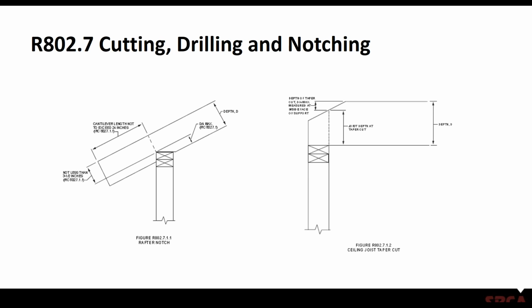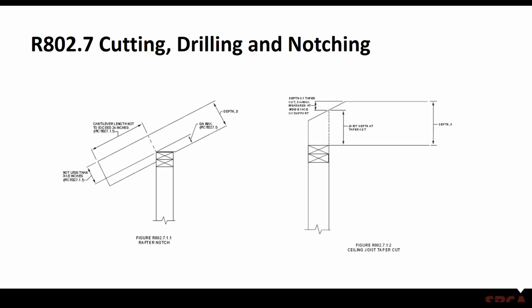There are also requirements in the building code for sawn lumber, and that limits what the cutting and drilling and notching has to be. In this case, if you're going to notch a rafter, the figure on the left indicates that the amount of wood left above the notch can be not less than 3.5 inches, and the cantilever that extends past that notch cannot be greater than 24 inches. And then the maximum depth of the notch is the depth of the joist divided by 4.